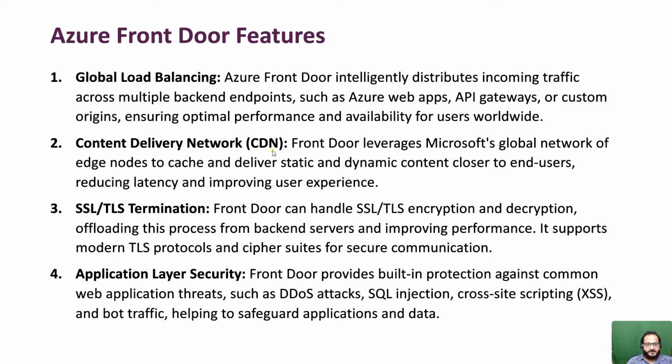In that scenario, you can use Azure Front Door. Second, content delivery network, which we already discussed. Front Door leverages Microsoft's global network of edge nodes to cache and deliver static and dynamic content closer to end users, reducing latency and improving user experience. Next, we have SSL and TLS termination. Fourth, we have application layer security. Front Door provides built-in protection against common web application threats such as DDoS attacks, SQL injection, cross-site scripting, and bot traffic, helping to safeguard applications and data.